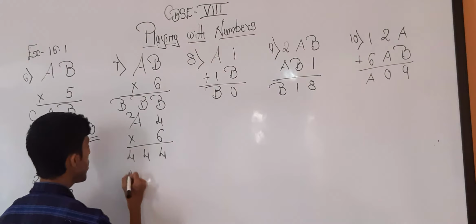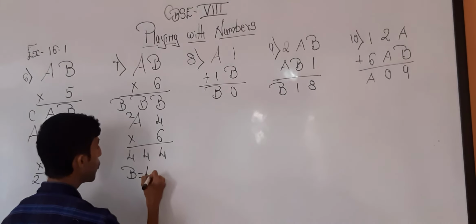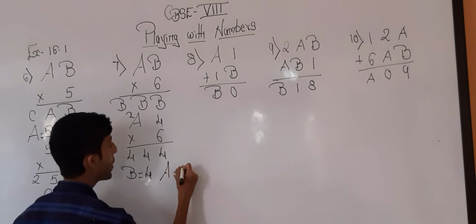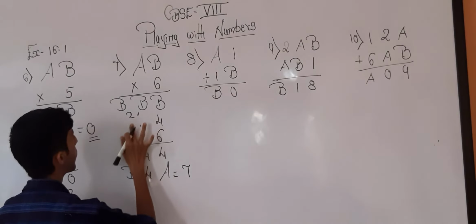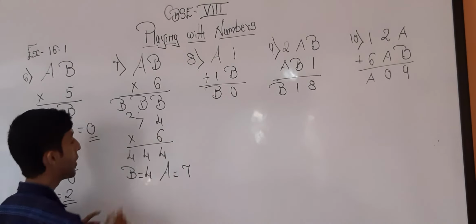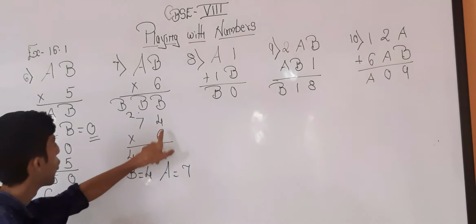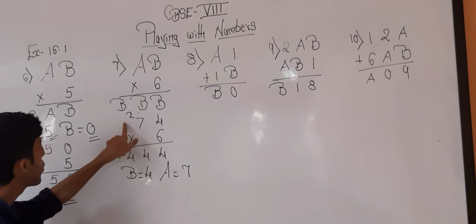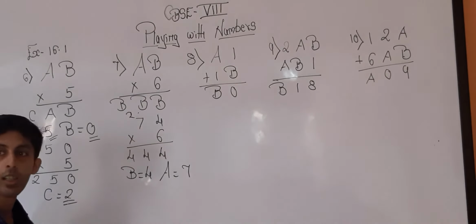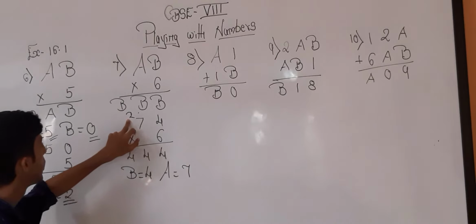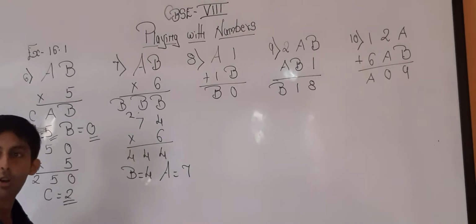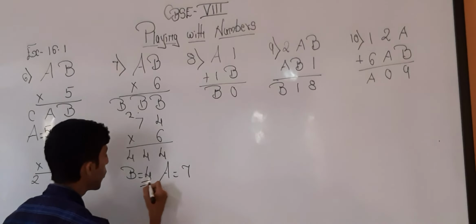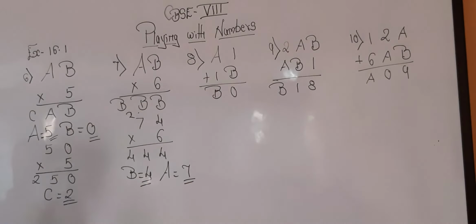That means my value of B will be equal to 4 and my value of A will be equal to 7. See over here, if I am taking the value of A as 7, B as 4: 4 6 is 24, 4 2 carry. 7 6 is 42, 42 plus 2, 44. That means the value of B is equal to 4, value of A is equal to 7.